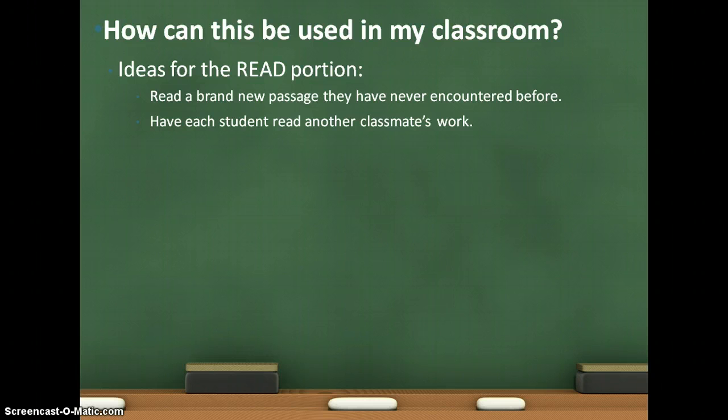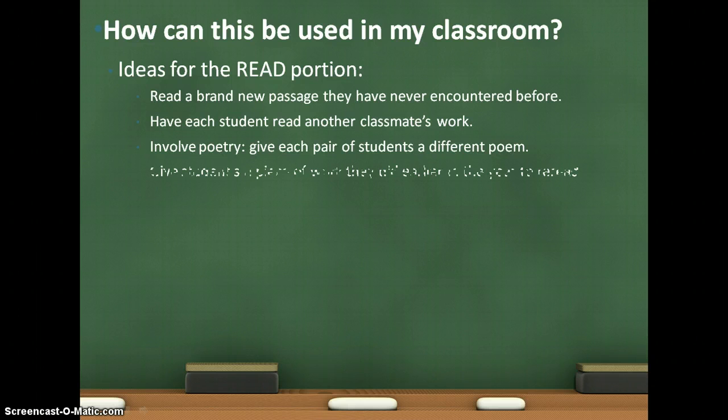So it doesn't just have to be a published article in this read portion. You could use poetry, and you don't have to use the same thing for each person. Give each pair of students a different poem, and then allow them to share with the class at the end. Maybe give students a piece of work they did earlier in the year. It's amazing when students realize how far they have come in just merely a year. And you give them something that maybe they didn't do extremely well on, and they can realize how much better they have done and how much they have learned.